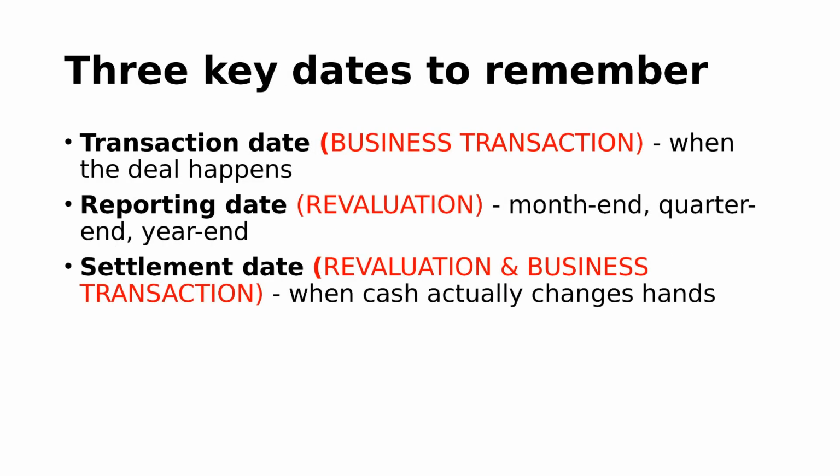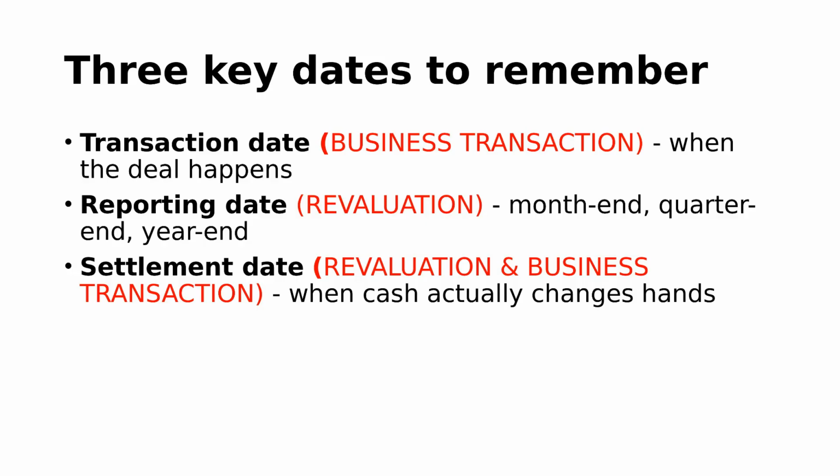There are 3 key dates you'll need to remember when handling foreign currency accounting. The first is the transaction date. That's when the business deal actually happens and sets your initial values. Second comes the reporting date, like month-end or year-end, which is when you revalue any unpaid amounts based on the current exchange rate. And finally, there's the settlement date. This is when cash really changes hands and you finalize both the revaluation and the business transaction. Keeping track of these dates is crucial because each one can affect how foreign currency gains or losses are recognized in your financial statements.